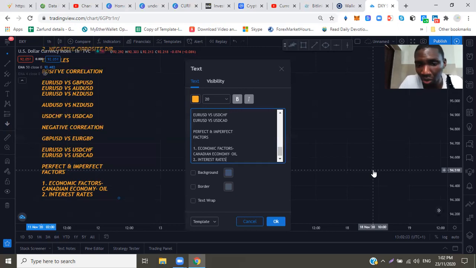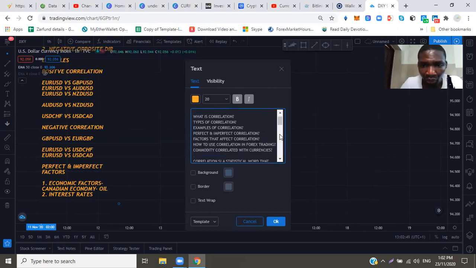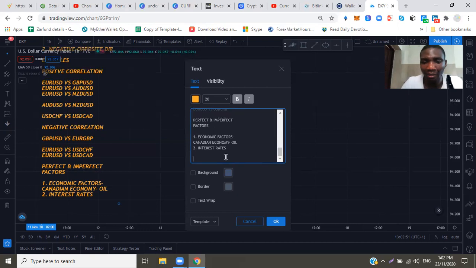So we're talking about economic factors and the interest rate regime. These are the two factors that affect the correlation, how it plays out perfectly or otherwise. So why is this important? Like I said when we were starting, this is a very important factor.